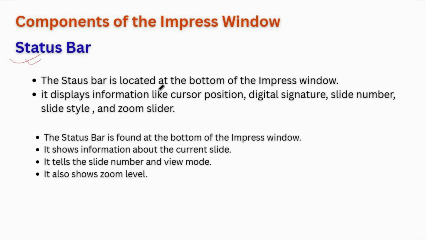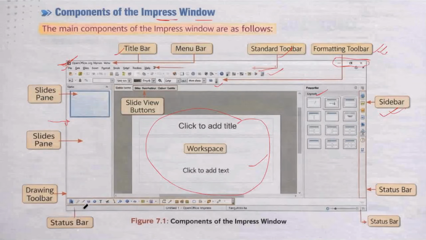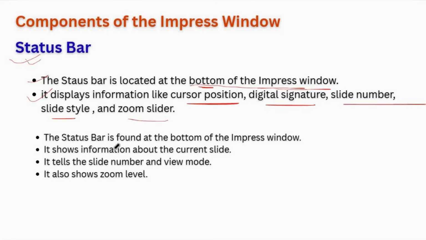Now the status bar. A status bar is the bar located at the bottom of the Impress window. It displays information like cursor position, digital signature, slide number, slide layout, and zoom slider. So the status bar is present at the bottom of the Impress window, which shows information like the cursor position, number of slides, digital signature, slide style, etc. It shows the information about the current slide. It tells the slide number, view mode, and it also shows the zoom level.